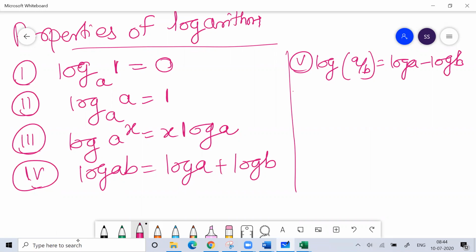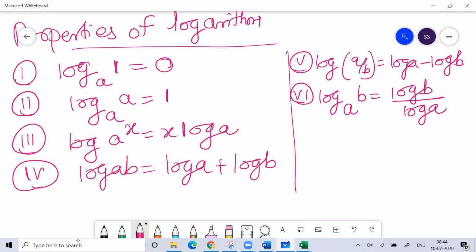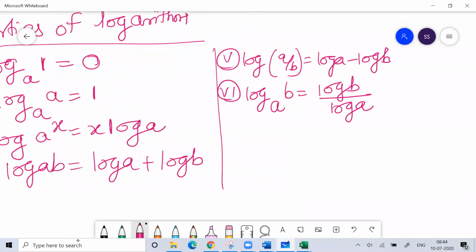And then if I ask you log of base A of B, always there's a base. Sometimes the base is visible, sometimes the base is not visible. So log of B to the base A means log of B by log of A. Or I can write this as 1 by log of A to the base B. I can change the base by converting numerator into denominator, denominator to numerator. So I can change my base this way.